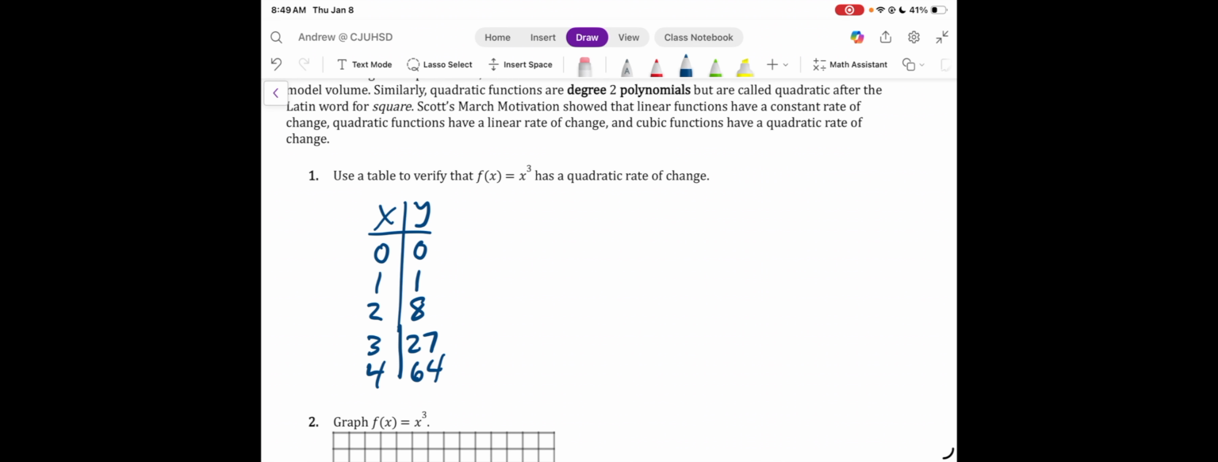Okay, then we look at the change between those numbers. So 0 to 1, that's 1. 1 to 8 is 7. 8 to 27 is 19. And then 64 minus 27 is 37.